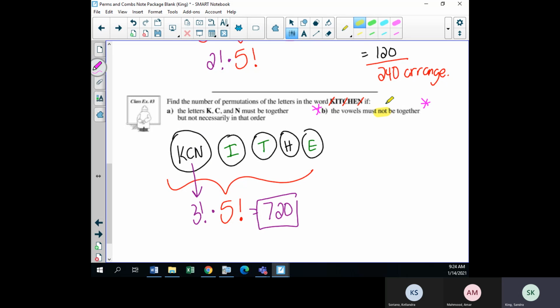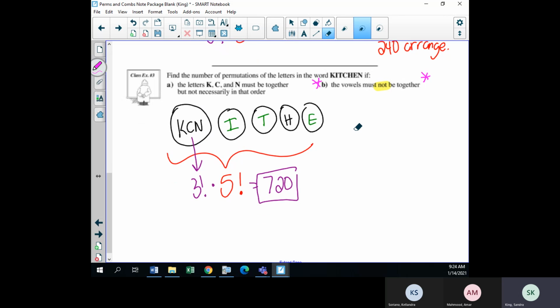Okay, so how many arrangements from the letters in kitchen can we make if the vowels cannot be together? So first of all, let's figure out what the vowels were. What were the vowels in the word kitchen? I, and what's the other one? E. Okay, so there are 2, I and E.